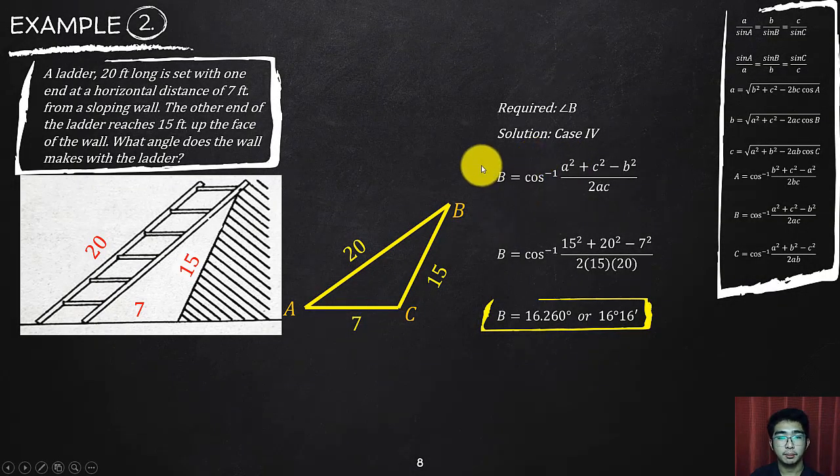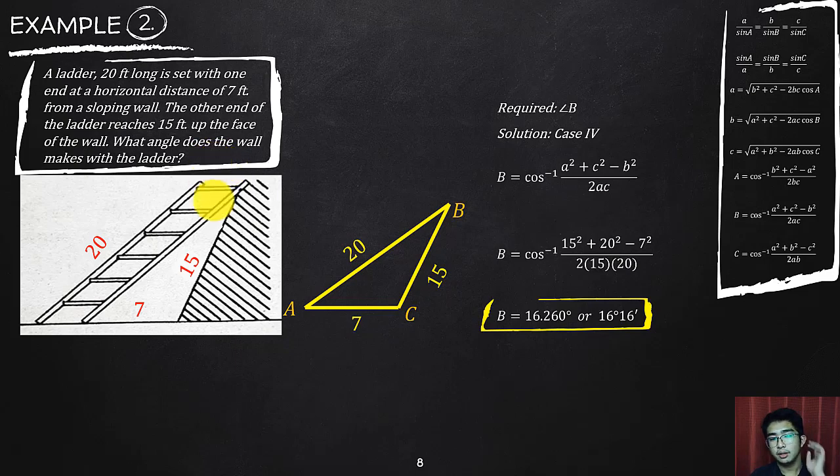Okay, let's have example number 2. A ladder 20 feet long is set with one end at a horizontal distance of 7 feet from a sloping wall. The other end of the ladder reaches 15 feet up the face of the wall. What angle does the wall make with the ladder?